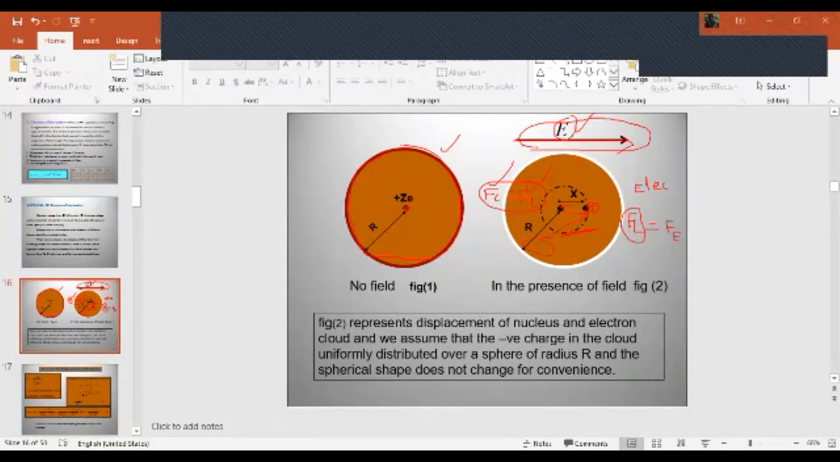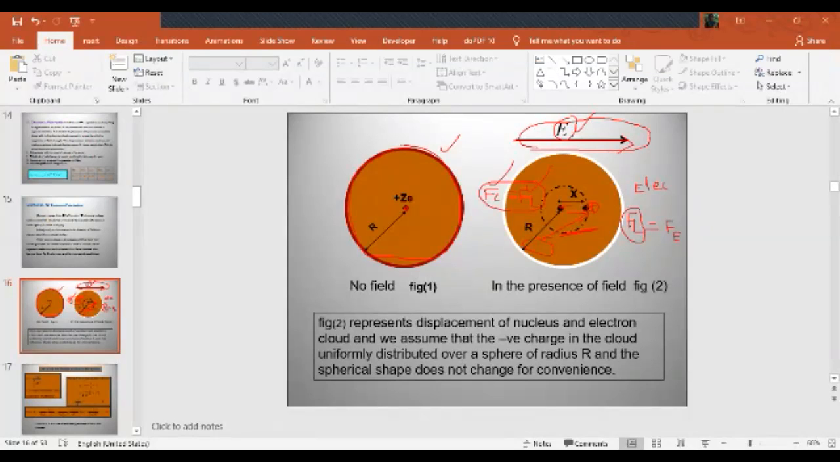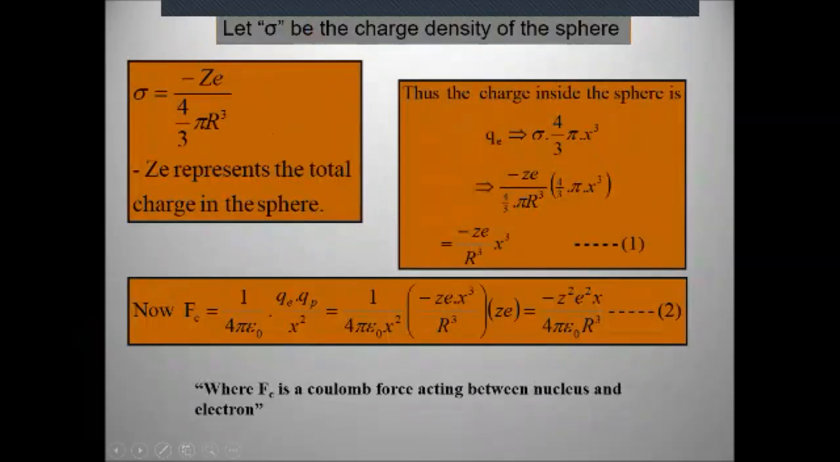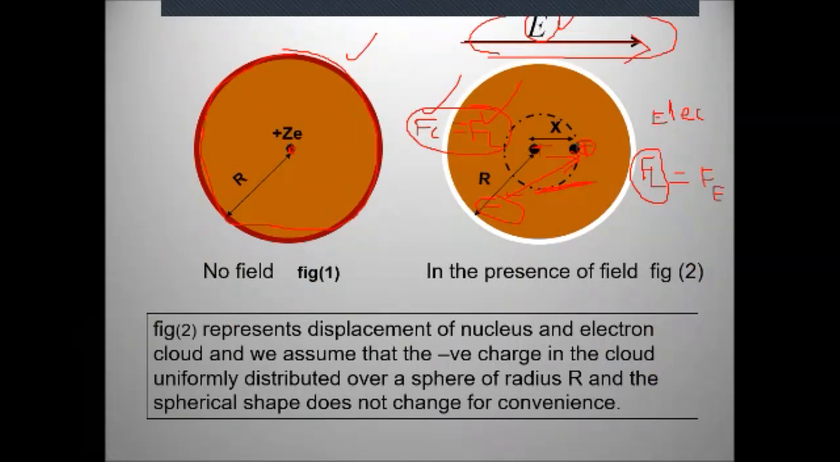Now we are talking about electronic polarization. What is electronic polarization? Electronic polarization occurs only in non-polar molecules. What is a non-polar molecule? There the positive ion core and the negative ion core coincide. Now this is the condition.